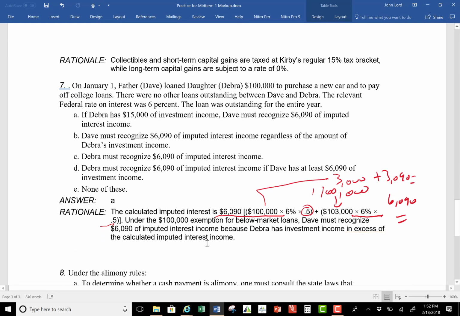We have Dave, who loaned his daughter Deborah $100,000 to purchase a new car to pay off her college loans. And there are no other loans between them. The relevant rate was 6%, and the loan was outstanding for the entire year. So the question is, do we have to impute the interest? And we do, because we are outside of the threshold where you wouldn't have to impute the interest.